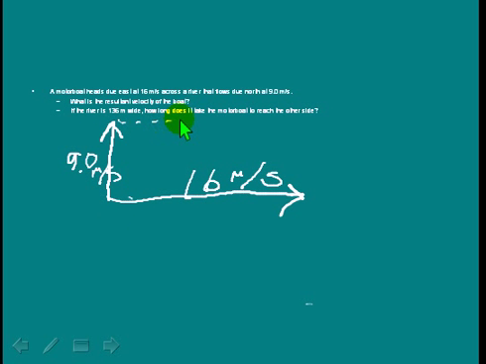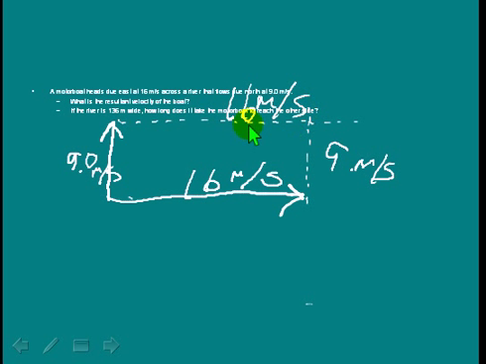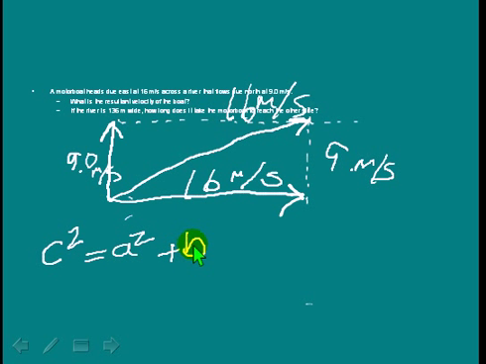So where's my resultant? Well, my resultant is going to be, if we draw dotted lines, this dotted line right here is going to be equal to 9 meters per second, and this dotted line up here is going to be 16 meters per second, and my resultant is going to be right there. Now the question is, what is the magnitude of that? And once again, we use c squared equals a squared plus b squared.